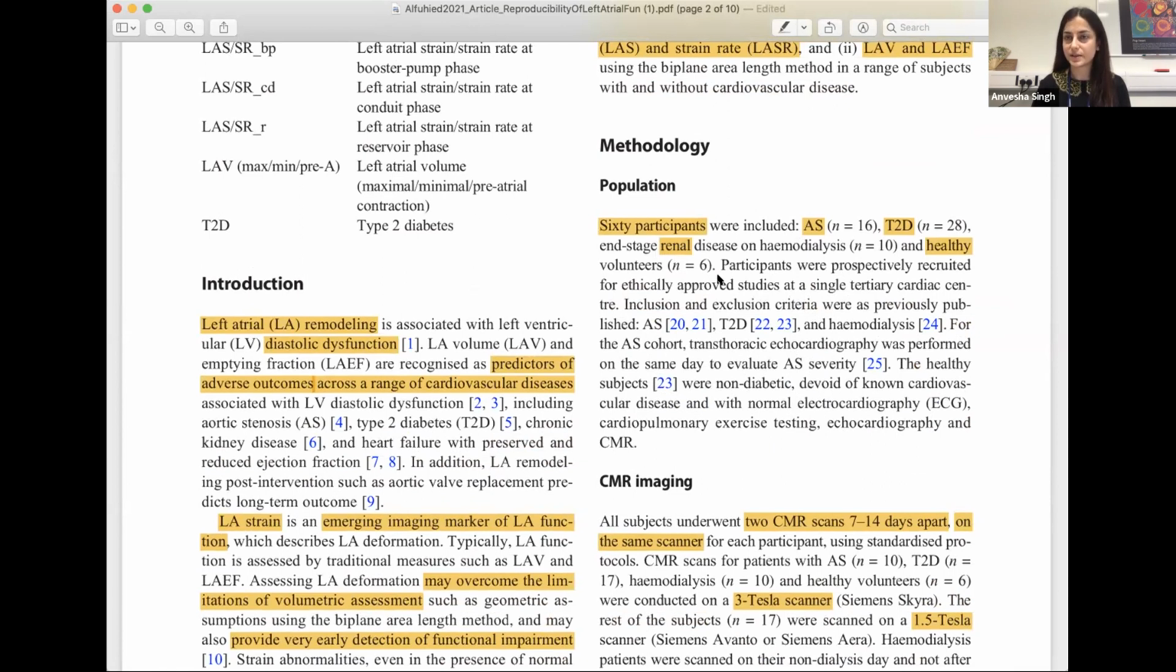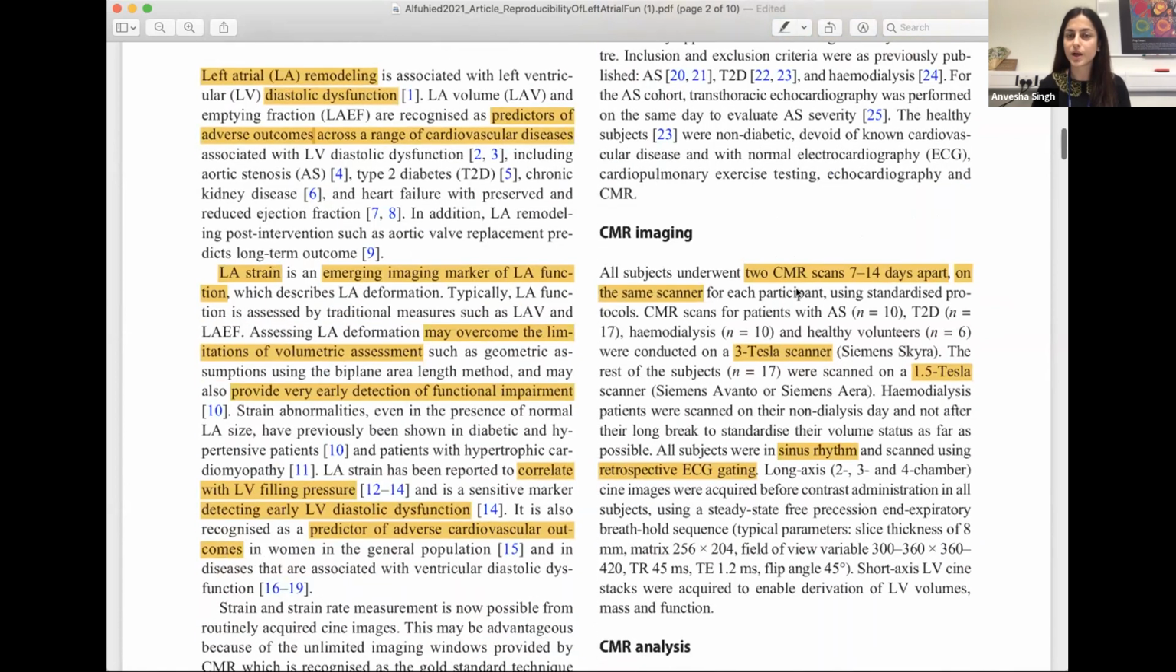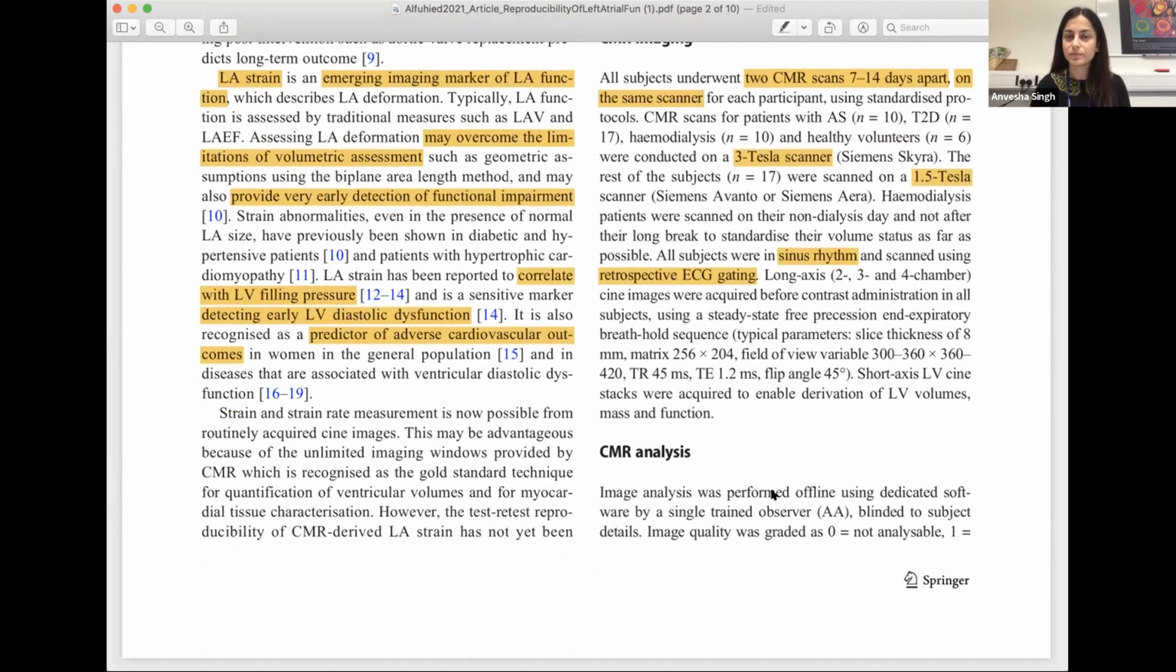6 healthy volunteers. All of these 60 participants underwent 2 cardiac MRI scans, 7 to 14 days apart on the same scanner. The majority were scanned on a 3 Tesla scanner, but 17 were scanned on 1.5, but each individual patient was scanned on the same scanner twice. Of note, all of these participants were in sinus rhythm at the time of both their scans, which allowed retrospective ECG gating to be used in all scans.